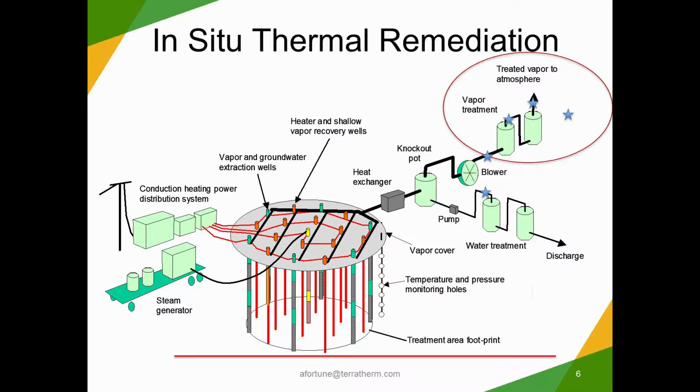So you can see the stars represent portions of the treatment process where we were monitoring the vapors. You can see that lone star all the way out on the right, we were also monitoring the ambient air in the work zone for health and safety purposes.